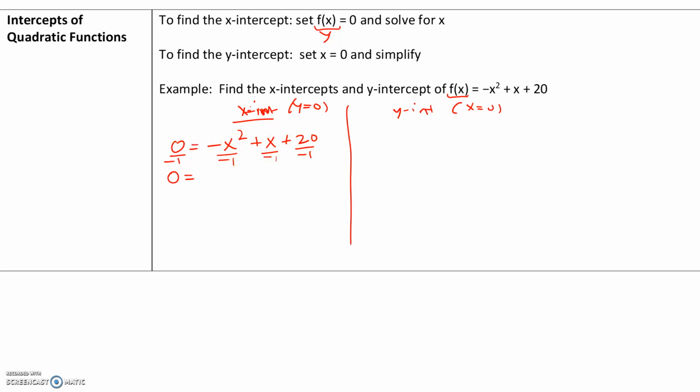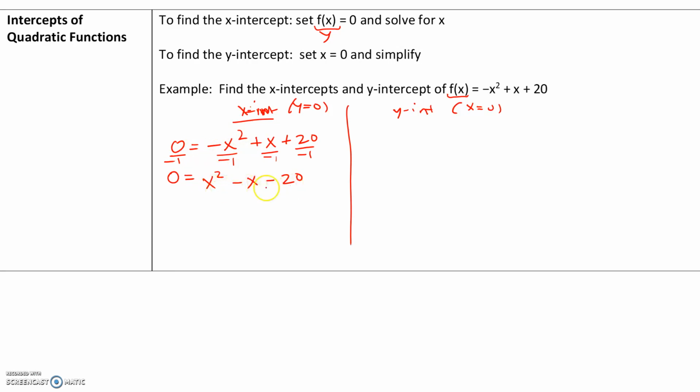But luckily, 0 divided by -1 is going to be 0. Negative divided by negative gives you a positive x squared. That's what we want. x divided by -1 is negative x. 20 divided by -1 is negative 20. So we can always divide everything by -1 if it's an equation in order to make the x squared positive. Now we've got to factor this.